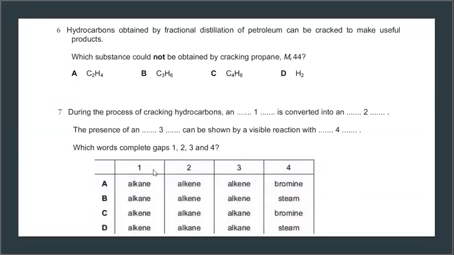All right, so during the process of cracking hydrocarbons, something is converted into something else, and the presence of something can be shown by a visible reaction with something else. Which words complete the gaps 1, 2, 3, and 4? When we crack hydrocarbons, we normally crack an alkane. So it's either A or B. C and D are out.